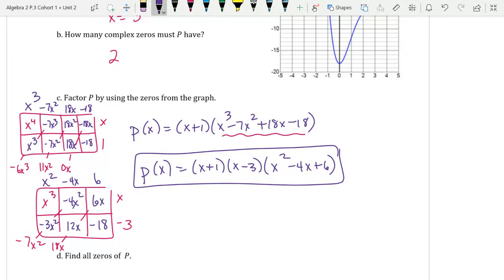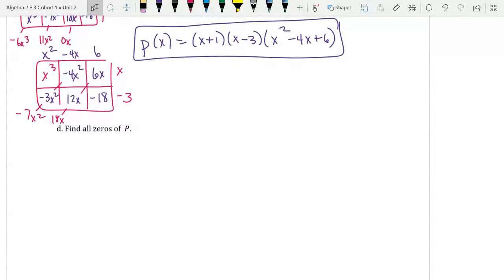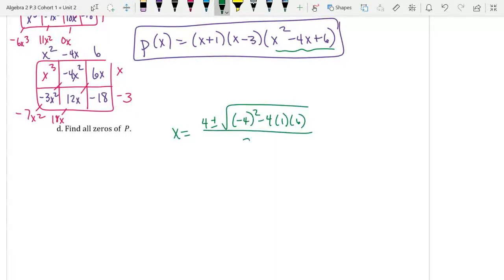Now it does say to find the zeros. Well, we already know 2 zeros. One of them is -1, one of them is +3. So if we go through and solve the quadratic formula for that quadratic here, we should be able to find the other zeros. Off to the side, let's find out what this discriminant is. The discriminant comes out to be -8.